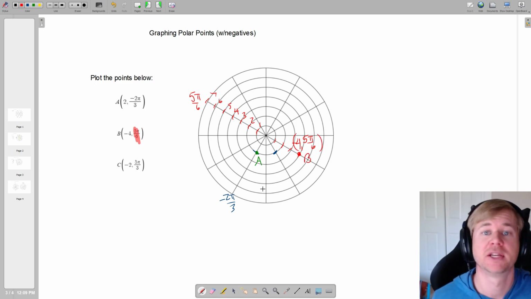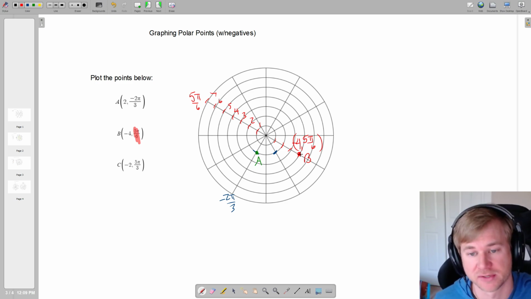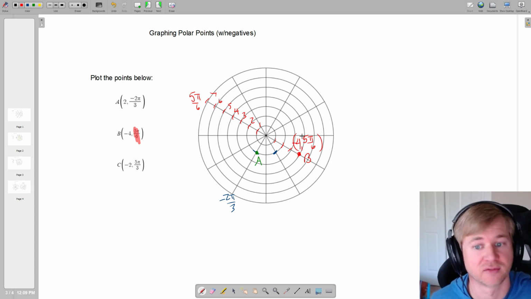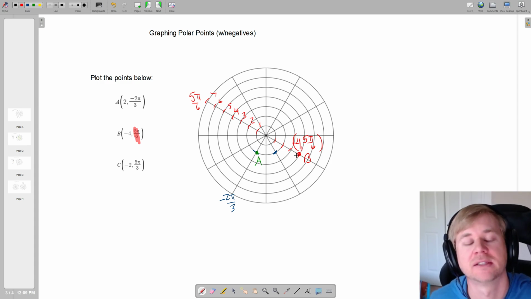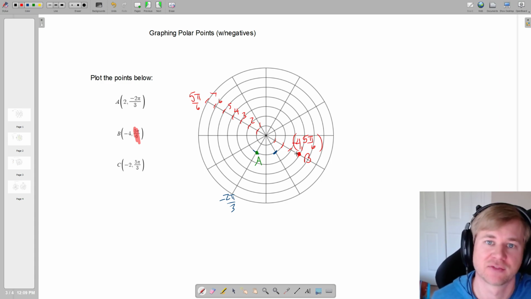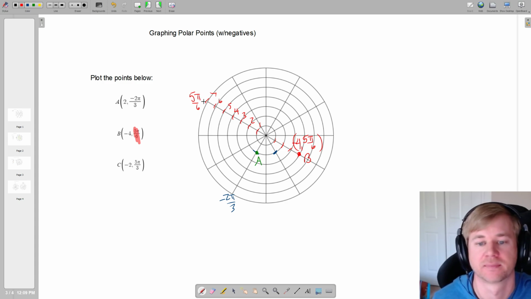Now, that point could be described other ways. You could say +4, -pi over 6. Or +4, 11 pi over 6. There's other ways you can write these polar coordinates. So when you see a negative radius, start with the angle and then go to the other side. It's going to be pi radians across.